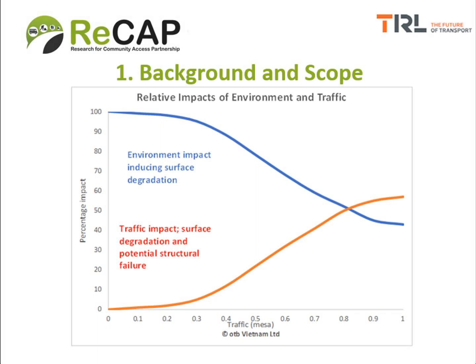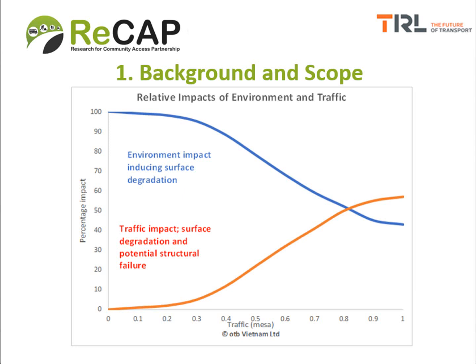So the next slide shows schematically what is happening. The traffic is along the bottom axis here. 1 million standard axles is in the middle. And as you can see, what we've shown here is that as you go up in traffic, the traffic becomes the most important factor in controlling the performance. But when we go to lower traffic levels, the effect of traffic is less, and it's the environment that controls the performance of the roads.